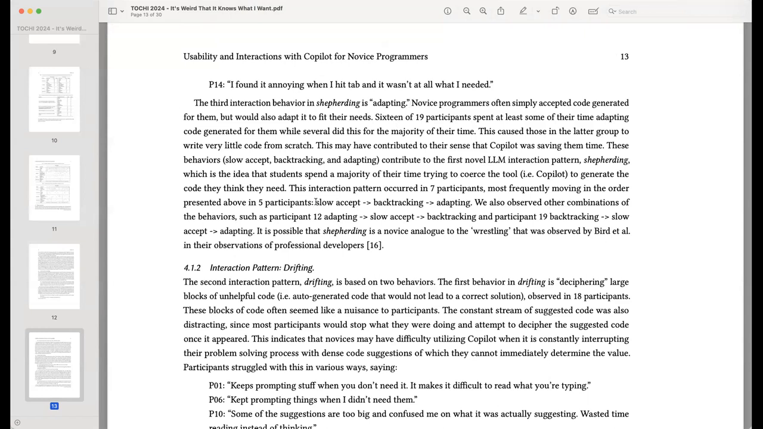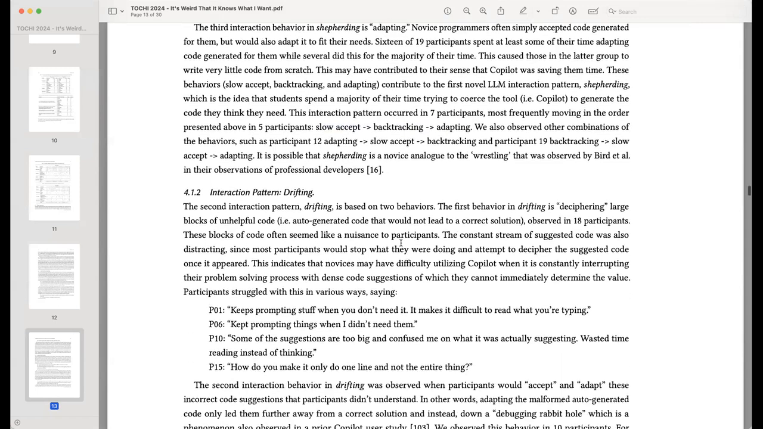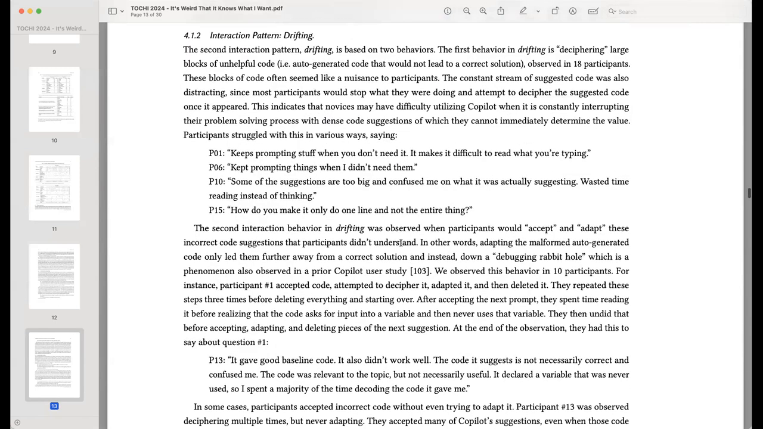This is when they accept the generated code and then try to adapt it to fit their needs. When they did these three behaviors together, it formed this shepherding pattern, which is effectively when the user tries to coerce Copilot into generating the code that they think they need. If you're interested in learning more about this pattern, we encourage you to read the paper.